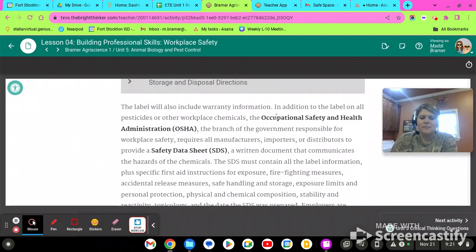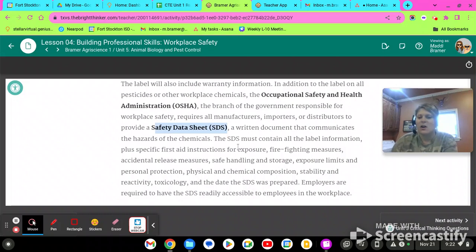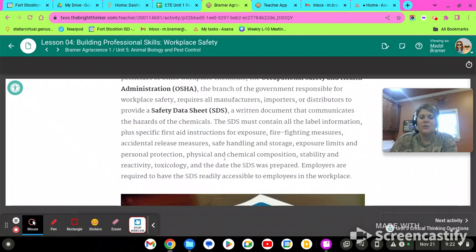So the label on all pesticides or other workplace chemicals, the OSHA, which is the Occupational Safety and Health Administration, which is the branch of government responsible for workplace safety, is going to require them to have an SDS, which is a safety data sheet. So this is a long sheet that's going to list all the hazardous chemicals. It may look kind of like the periodic table at times, and it's going to tell you how to take care of it if you get exposed to those chemicals, the toxicology of those chemicals, all of that information.